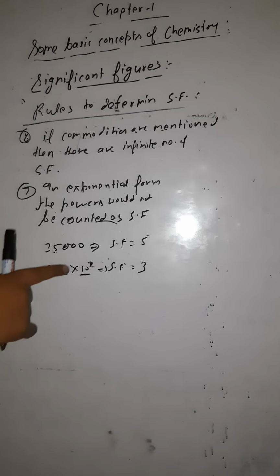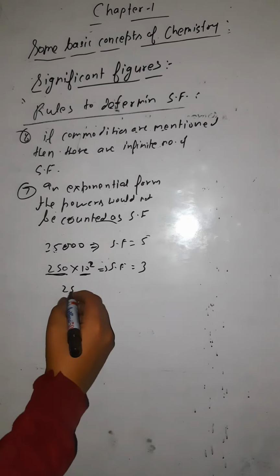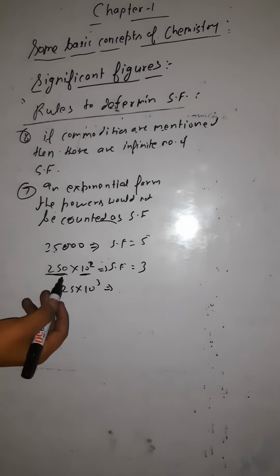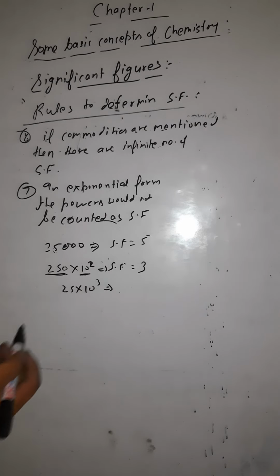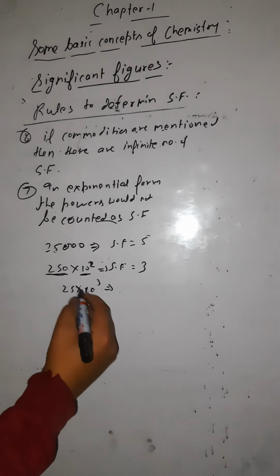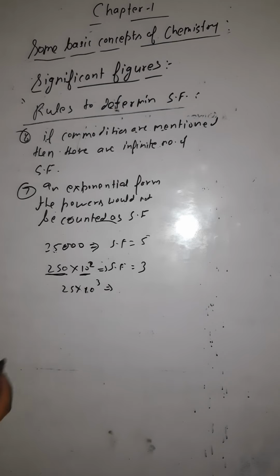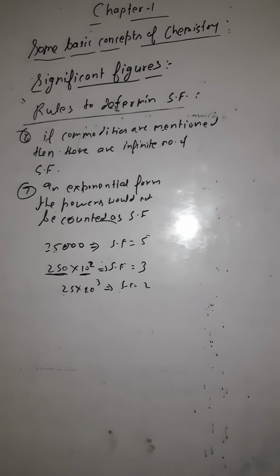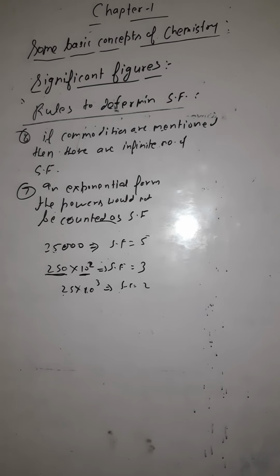Now let me write this 0 again here. I can write this again as 25 multiplied by 10 raised to the power 3. It can be written because 1, 2, 3, so 3 digits are there, so I have written 10 raised to the power 3. Again you would not count the exponential part. So how many significant figures here? 1, 2. Only 2 significant figures. So this is how you would write the significant figures of the given decimal expression or the exponential one.